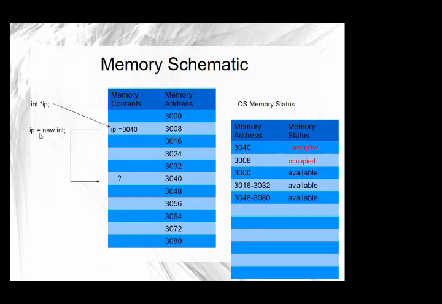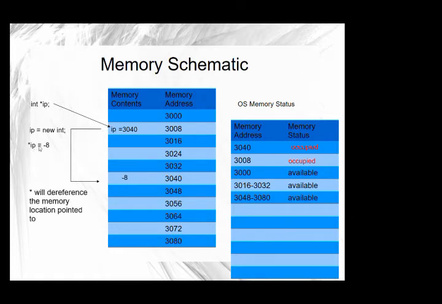Now, if we assign IP equal to the new int as we did, a couple of things happen. First off, we can visualize this IP pointer pointing to memory location 3040. Where did we get that? That was the memory location that the operating system decided to give us when we said, give me memory large enough to hold an int. The operating system can give you whichever of its available memory spaces, but we're just going to assume that it decided to give you 3040. So IP has the value 3040, and we can visualize it as IP pointing to that memory location.